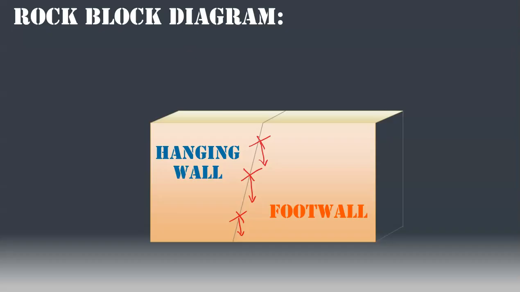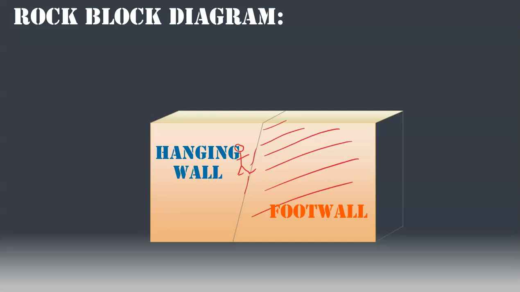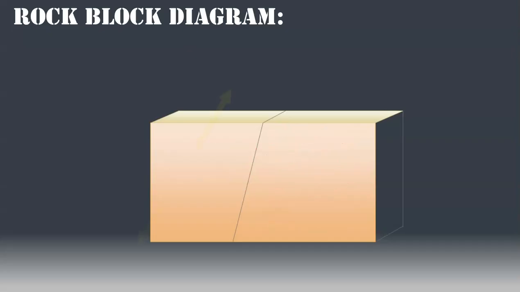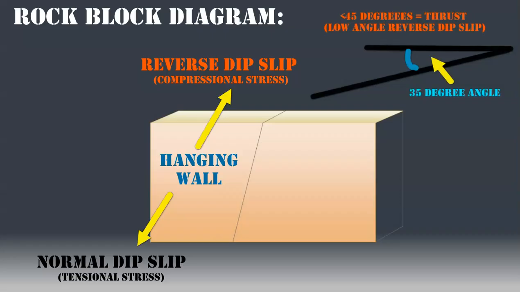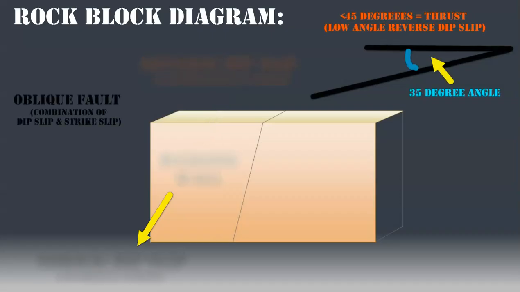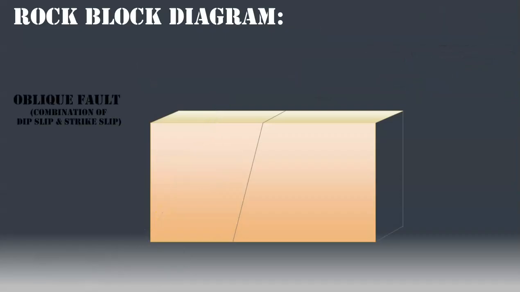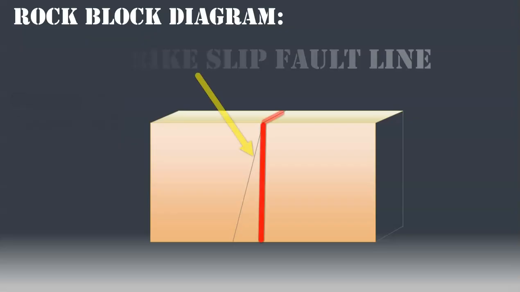Or you could draw a person, a stick man, and the feet are on this side of the rock profile, therefore this would be the footwall. Then we can figure out which way the hanging wall is moving, and that would dictate the type of dip slip fault we get, either normal or reversed or thrust, or even an oblique fault, which will have two distinct movements. If it was a strike slip, this fault line would be vertical.